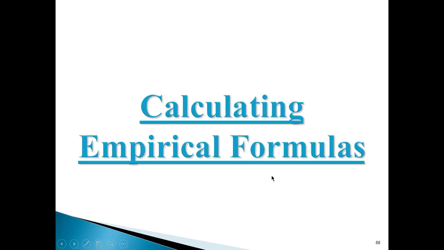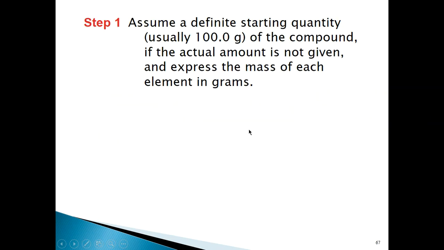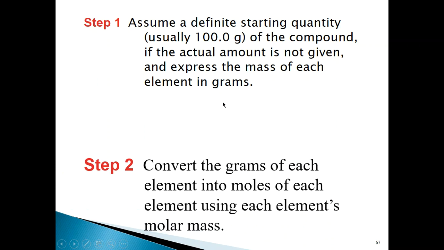All right. Now, to calculate empirical formulas, what we do is we assume that we start with a certain quantity, usually 100 grams. 100 grams is a suitable number to work with. It makes life a lot easier. But in other cases, you might be given the actual amounts. Now, if we assume 100 grams, that means that the percentages would actually represent the mass of each element in grams.